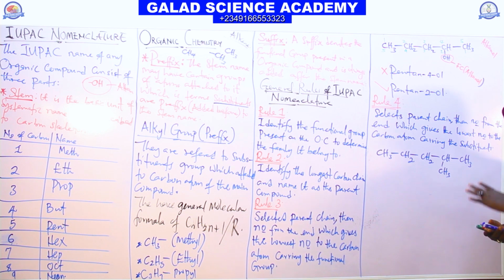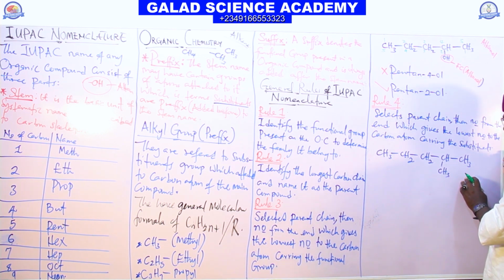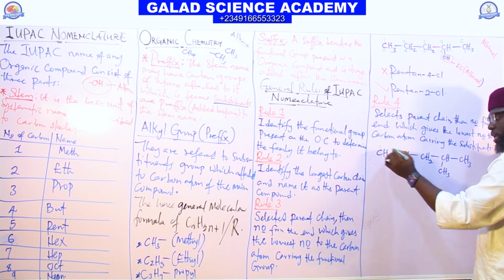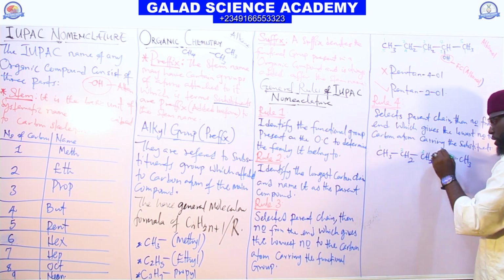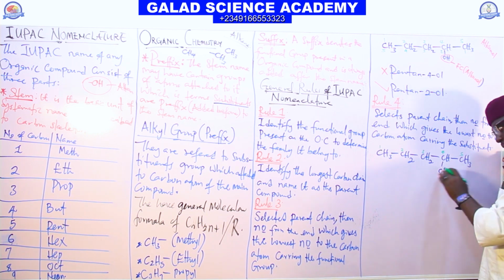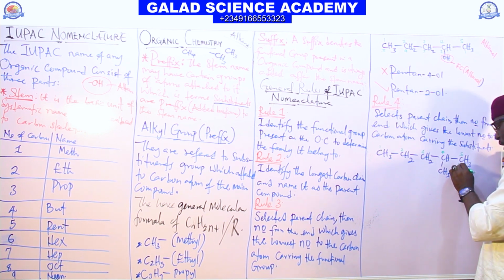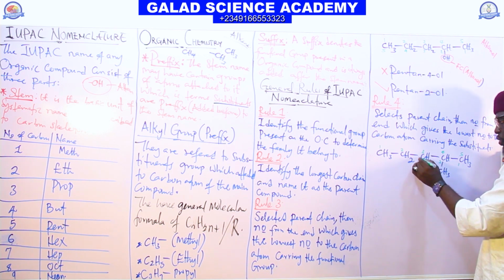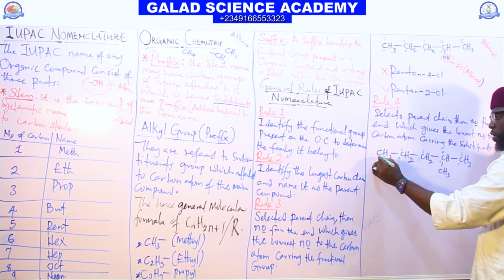Look at this structure. You will observe that to know the parent chain, you can count 1, 2, 3, 4, 5. It is pent. Start from here, 1, 2, 3, 4, 5.